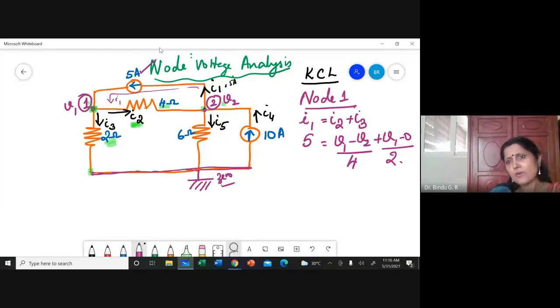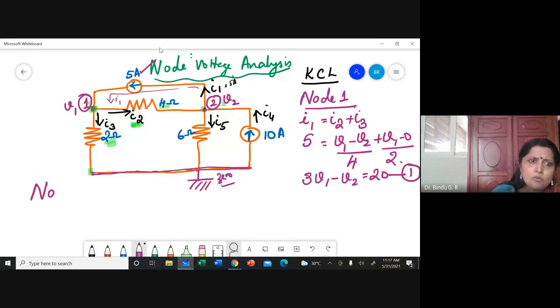If so, write down this equation, and then I modify it so that I get 3V1 minus V2 is equal to 20. I just multiplied by 4 throughout and I got this equation so that I can get rid of the fractions. That is all. If you have understood this, kindly write the equation at node 2. Now it's 11:17. I'll give you 1 minute and then we'll check with whatever I'm writing. I'll contact you again at 11:18.